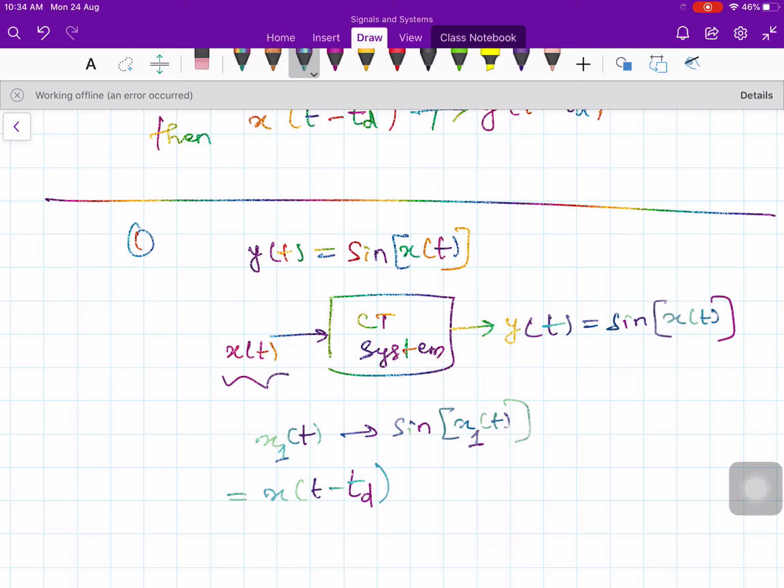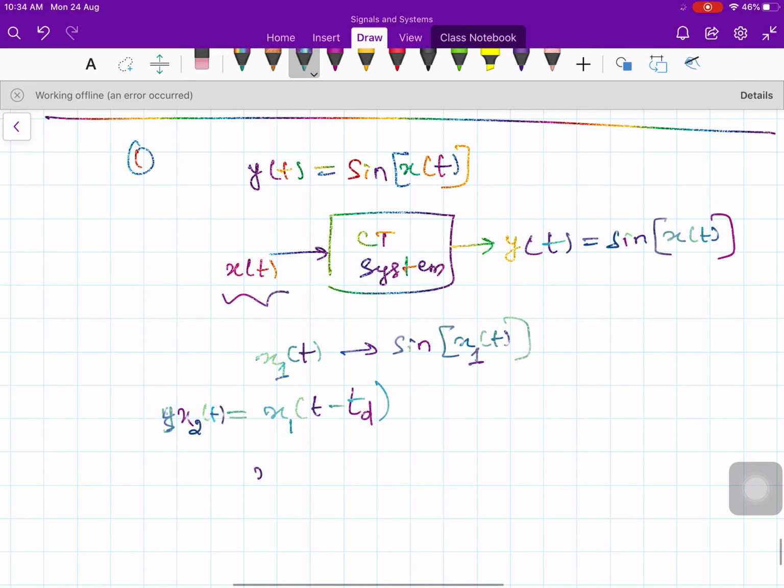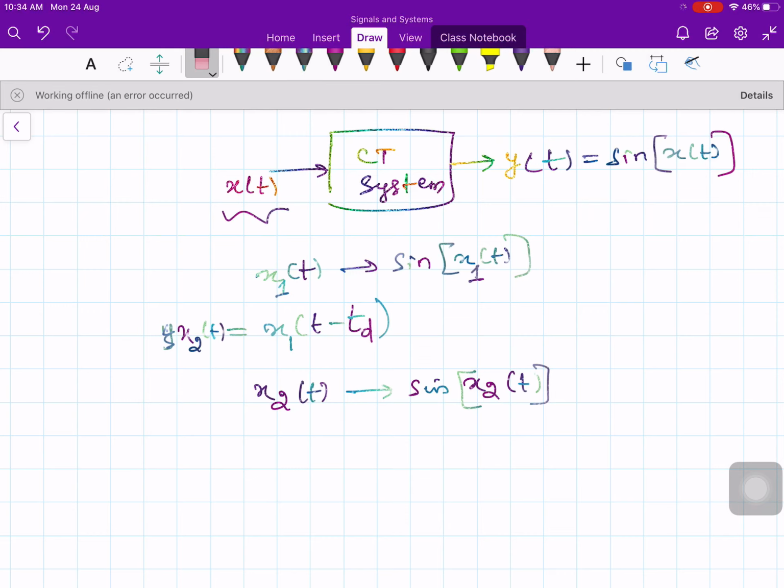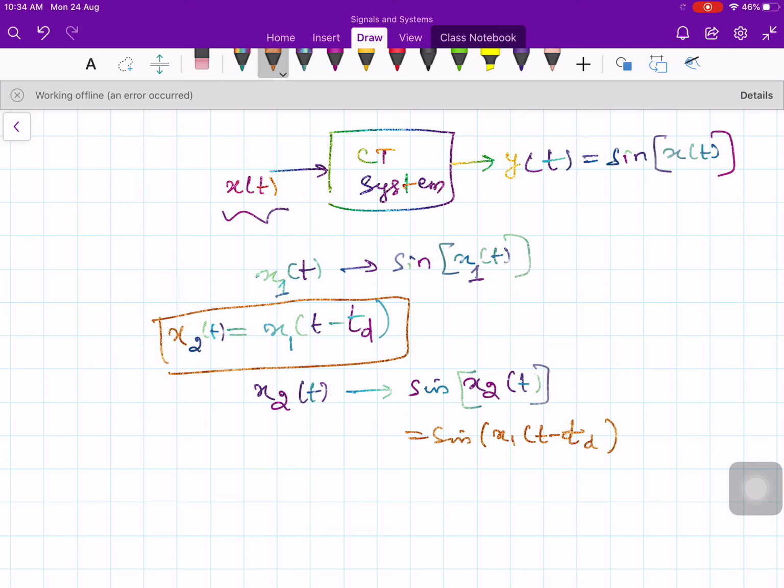So, you delay the input x1 of t by td units. Let me call that x2 of t. Now, if I give x2 of t, that gives rise to sine of x2 of t, right. Now, what is x2 of t we defined? We said x2 of t is x1 of t minus td. Therefore, sine of x1 of t minus td. Now, compare this equation and this equation. In equation 1, you replace t by t minus td.